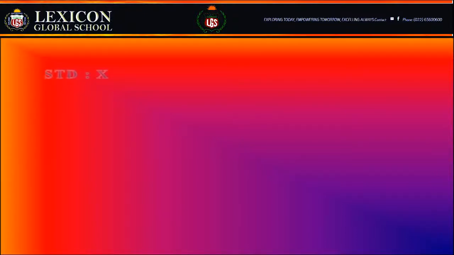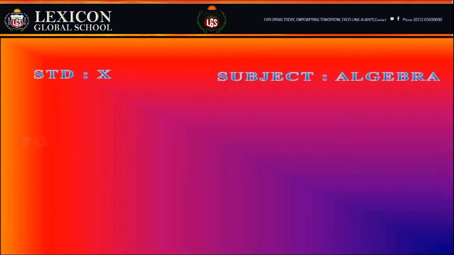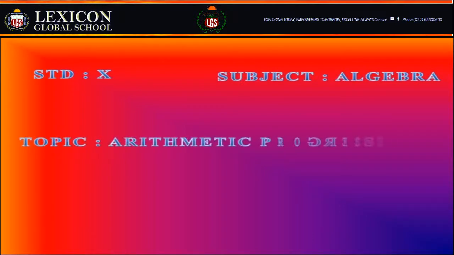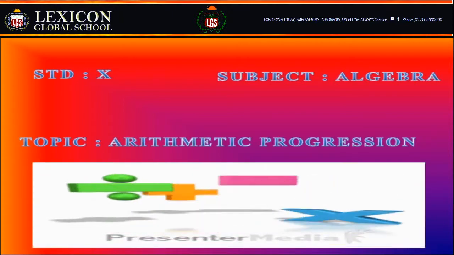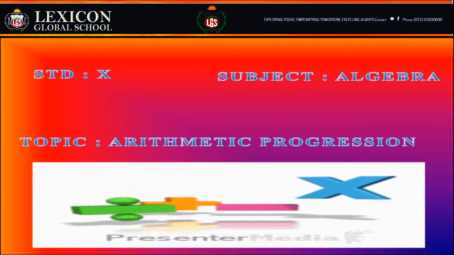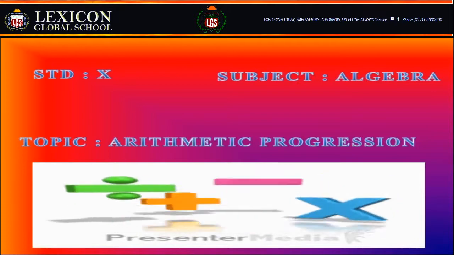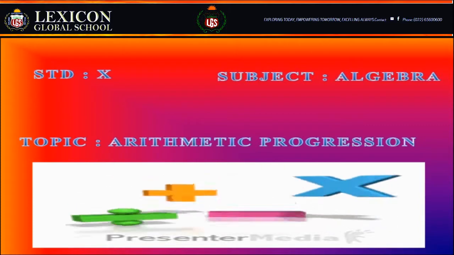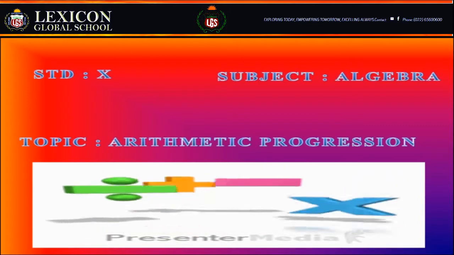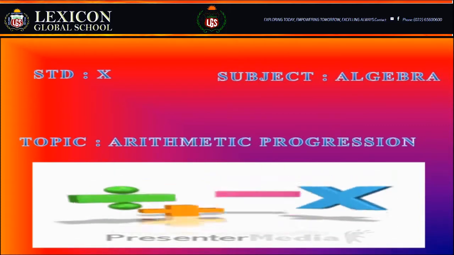We are here for our algebra period, and the topic that we are going to start today is our chapter number 3, Arithmetic Progression. Let us first understand what we mean by arithmetic. Arithmetic simply means using our operators. What are our operators? Addition, subtraction, multiplication, division. These are called operators.